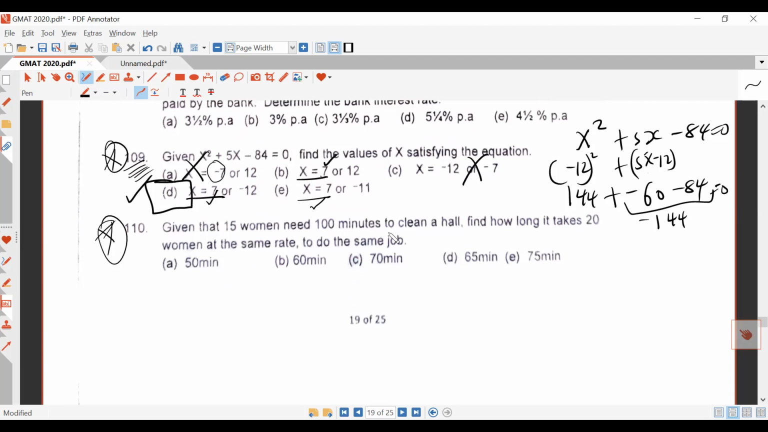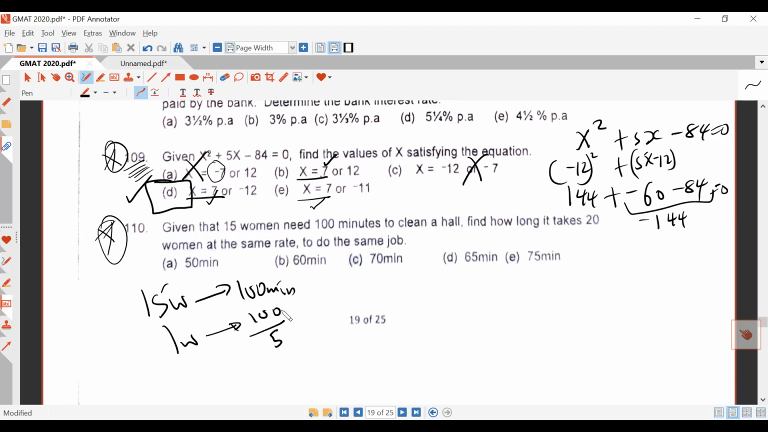15 women need 100 minutes to clean a hall. How long does it take 20 women at the same rate to do the same job? If 15 women need 100 minutes, how long will it take one woman? One woman will take 100 over 15.